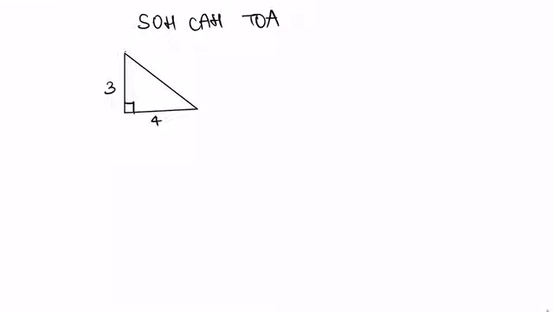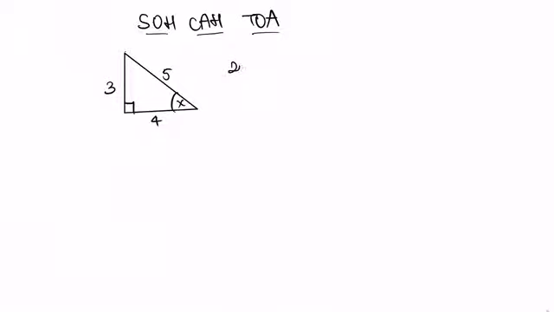Let's review SOHCAHTOA. So I have this triangle with sides measuring 3, 4, and 5, and this angle right here is x. So when I have SOHCAHTOA, I have sine, which is opposite over hypotenuse. Cosine is adjacent over hypotenuse. And tangent is opposite over adjacent.